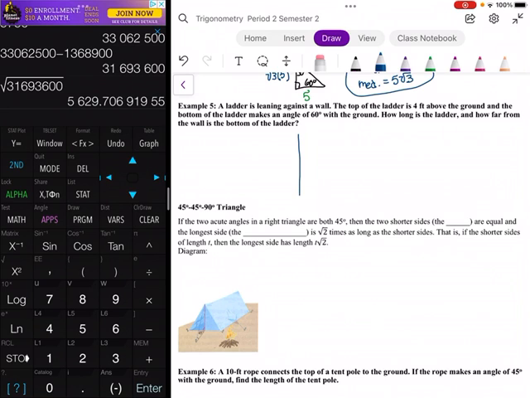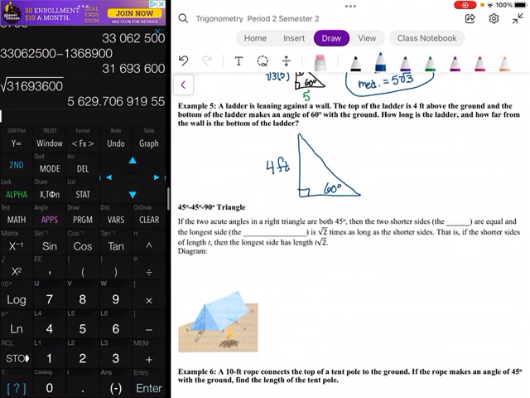So let's go ahead and draw our picture. So we have the ladder leaning against a wall, and the top of the ladder is 4 feet above the ground. So that would mean this side is 4 feet. And the bottom of the ladder makes an angle of 60 degrees with the ground. How long is the ladder and how far from the wall is the bottom of the ladder?